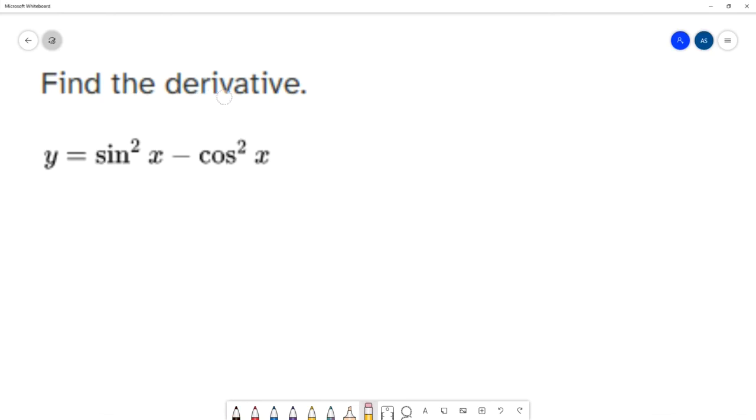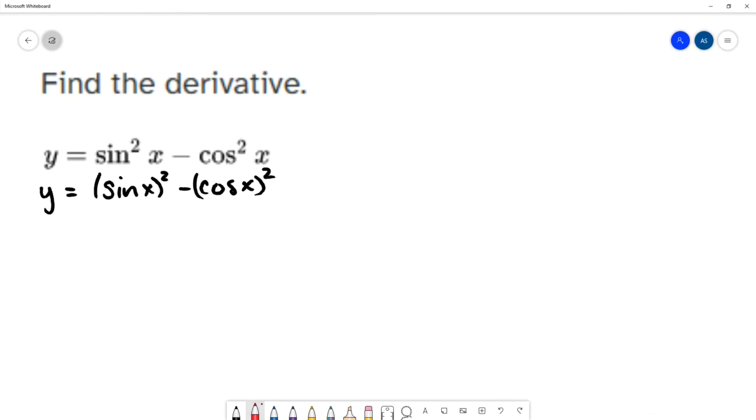In this example, we want to find the derivative of y equals sine squared x minus cosine squared x. I'm going to start by rewriting these squares in our typical format. This is the same thing as sine x squared minus cosine x squared. Now in this format, I can see that I'm going to need to use the chain rule to solve the problem.